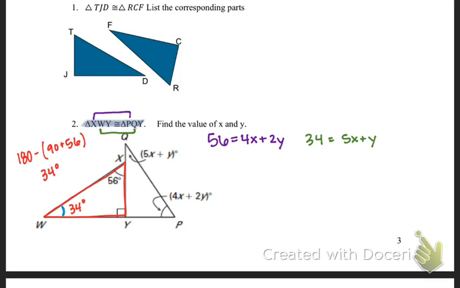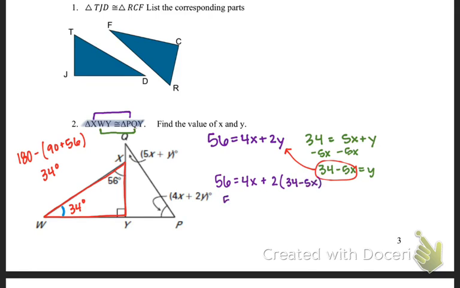So we can either use our substitution or elimination. I think substitution will be a little bit easier. If we take this green equation and we subtract away 5X from both sides, we get 34 minus 5X equals Y. And we can take this 34 minus 5X, use our substitution property, and substitute into the purple equation. And if I do that, I end up with my 56 equals 4X plus 2 times 34 minus 5X.